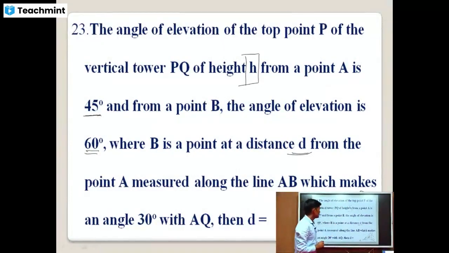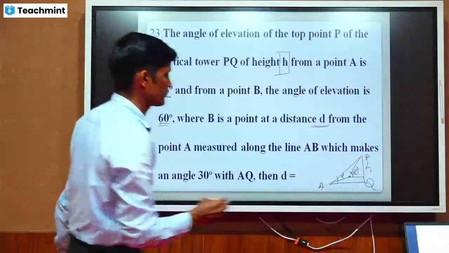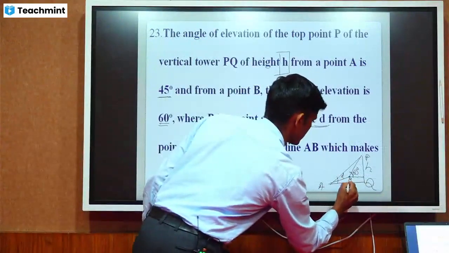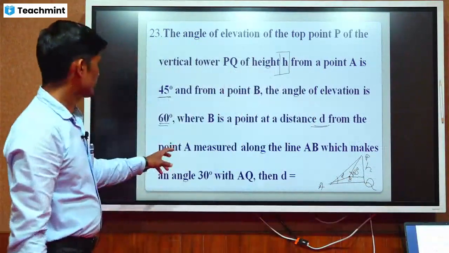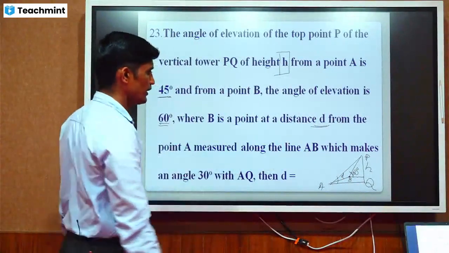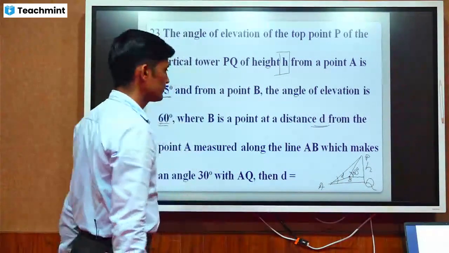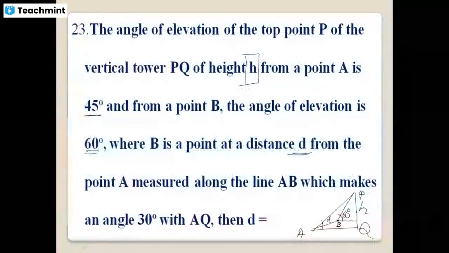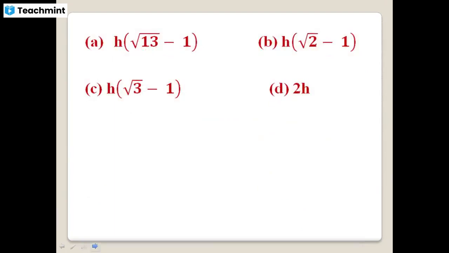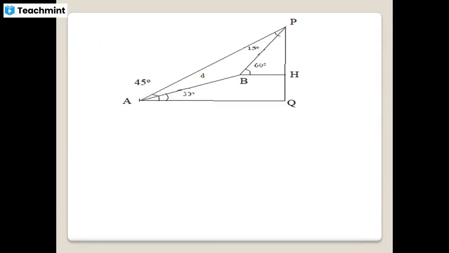B is at a distance d from the point A. This is the point B, measured along the line AB, which makes an angle of 30 degrees with AQ. Okay, this AB makes an angle of 30 degrees with AQ. So let us see the proper diagram. This is the diagram related to this.